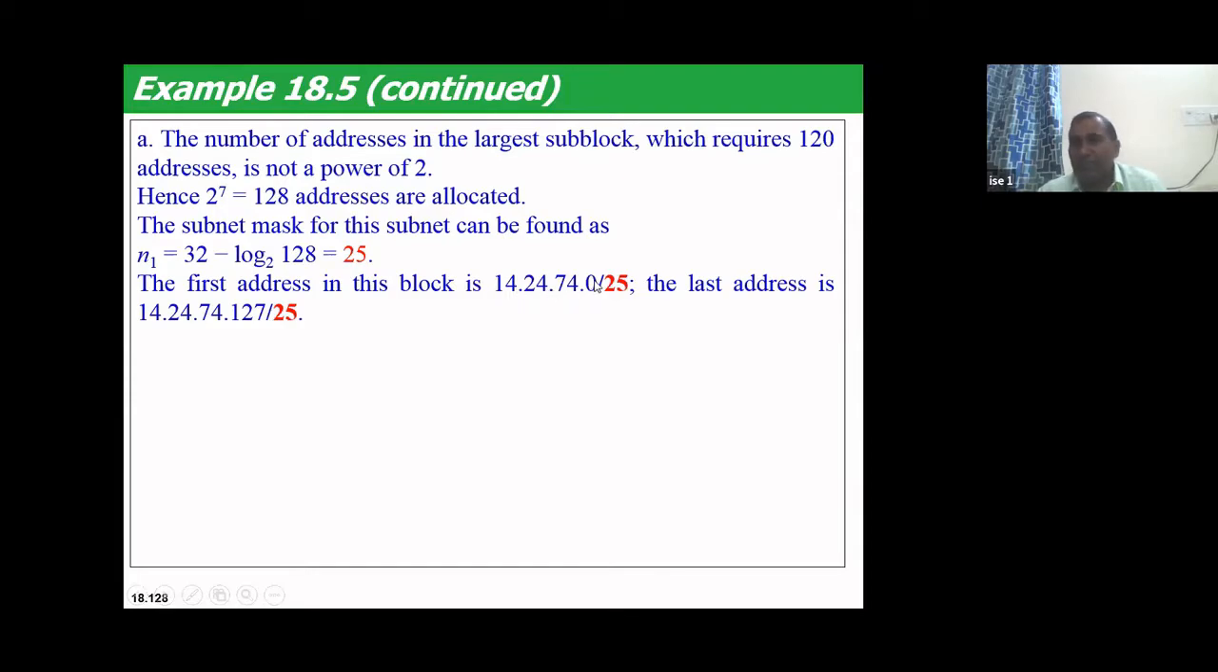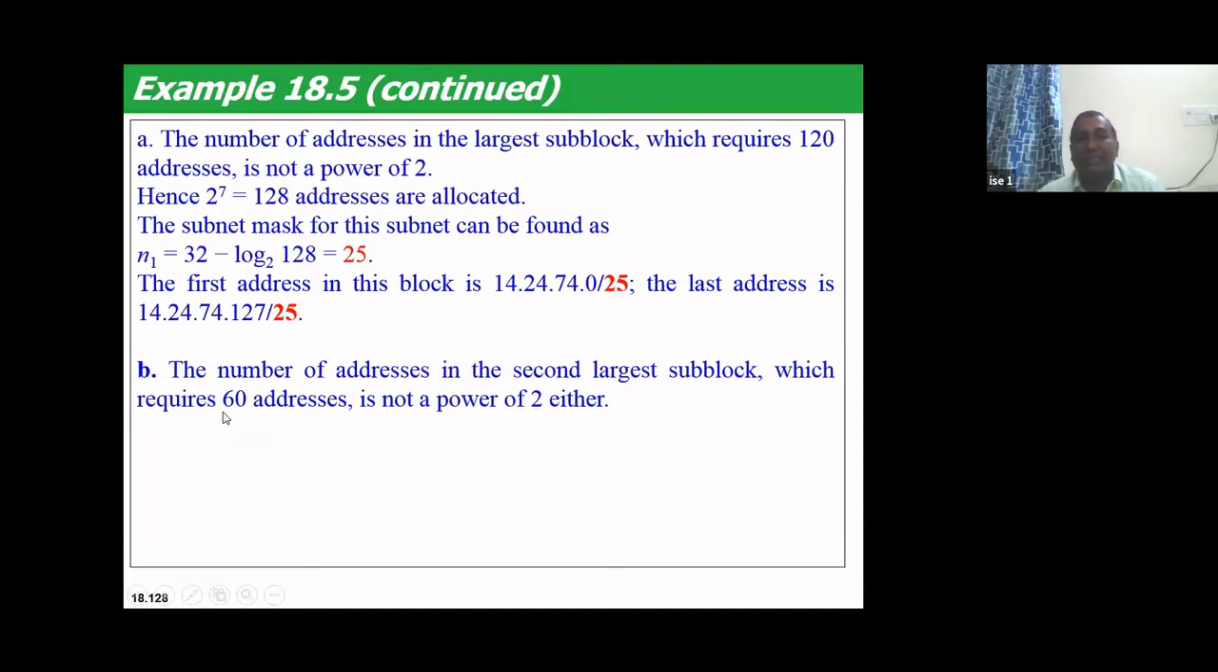You convert that entire thing into binary. The first 25 bits you take as they are, the prefix, and the bits that remain, 32 minus 25, that means 7 bits, you make all zeros, and you will get the first address. And this is the last address, by formula.